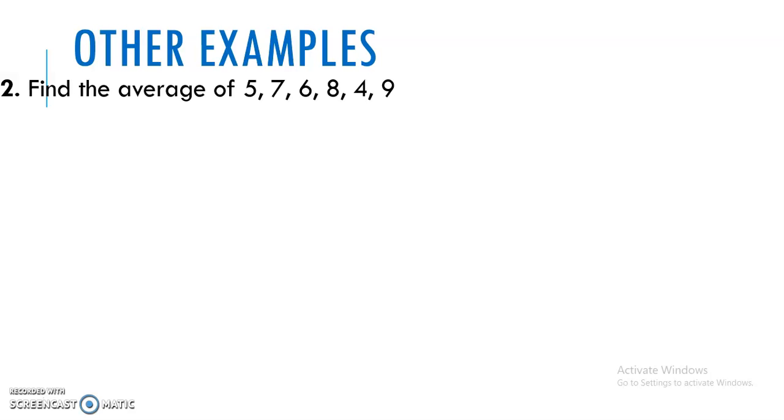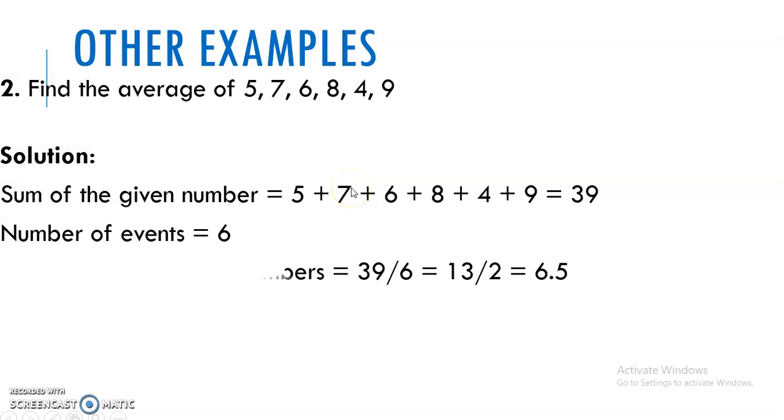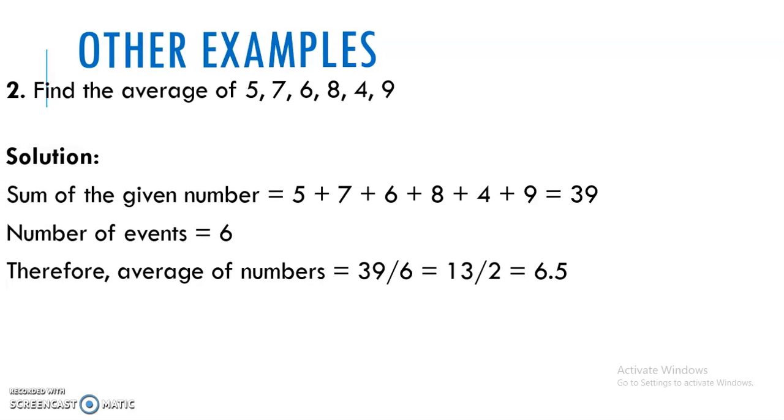Next example, we are asked to find the average of 5, 7, 6, 8, 4, 9. Average is the sum of the given numbers divided by how many there are. We have 5 plus 7 plus 6 plus 8 plus 4 plus 9. Sum them, that gives us 39. How many numbers do we have? We have 6 numbers. So the average will be 39 divided by 6, which is 6.5.